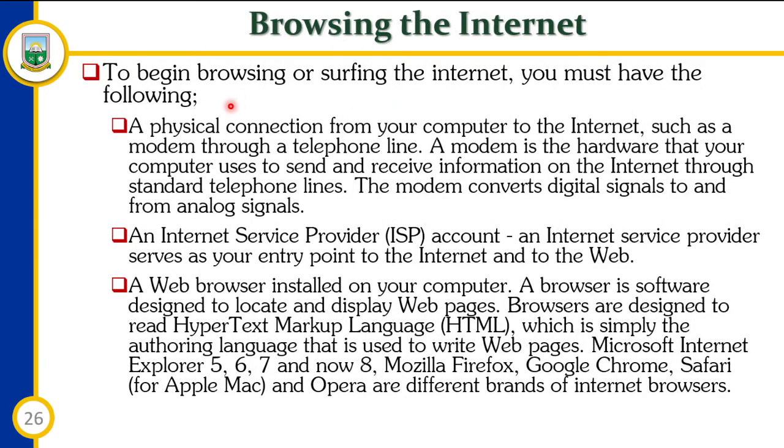Generally, if you want to browse, these are some of the steps that you go through. Most of these you already know, so I'm going to go through them as quickly as I can. To begin browsing or surfing the internet, you must have a physical connection from your computer to the internet, such as a modem through a telephone line. A modem is a hardware that your computer uses to send and receive information on the internet through a standard telephone line.